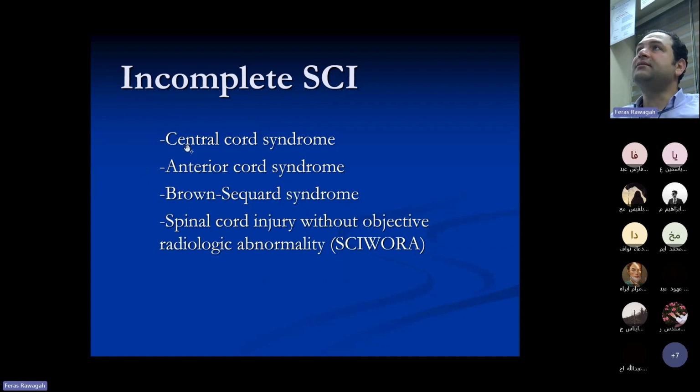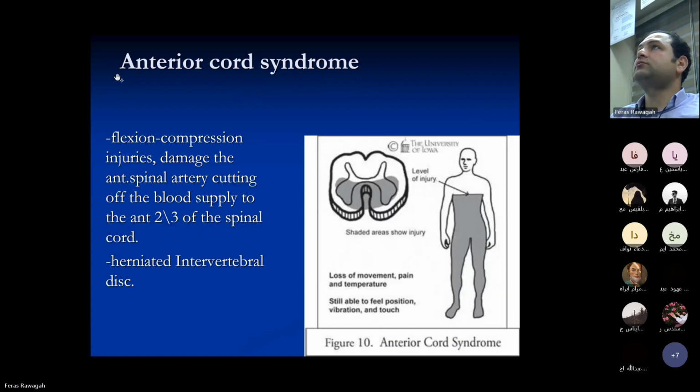We have some syndromes like central cord syndrome, anterior cord syndrome, Brown-Sequard syndrome, spinal cord injury without objective radiological abnormality. Now, anterior cord syndrome: the anterior part of the spinal cord is affected, and it's usually associated with injury to the anterior spinal artery. What will happen? In this type of injury, the patient will lose the motor function and will lose the spinothalamic tract. The dorsal column is intact in this type of injury.